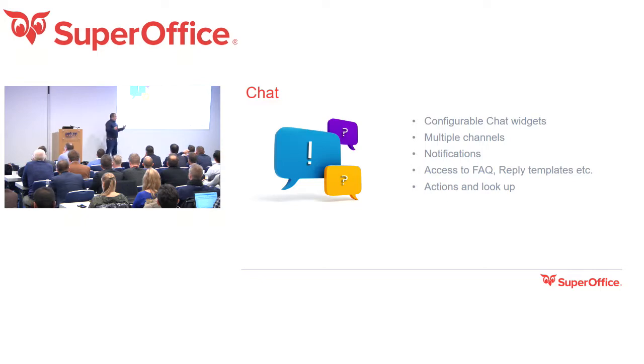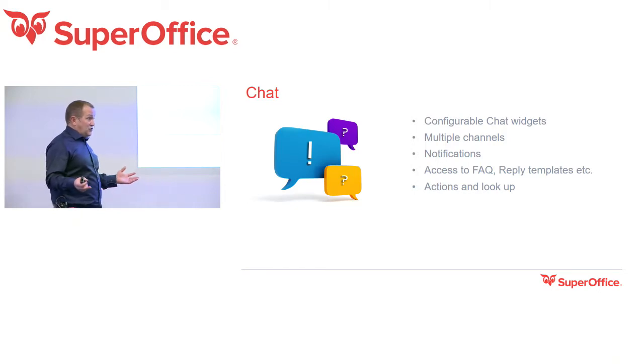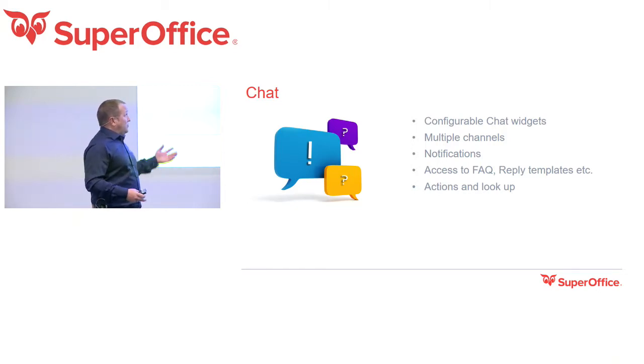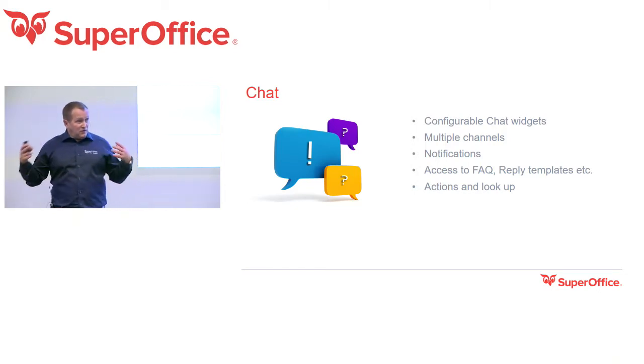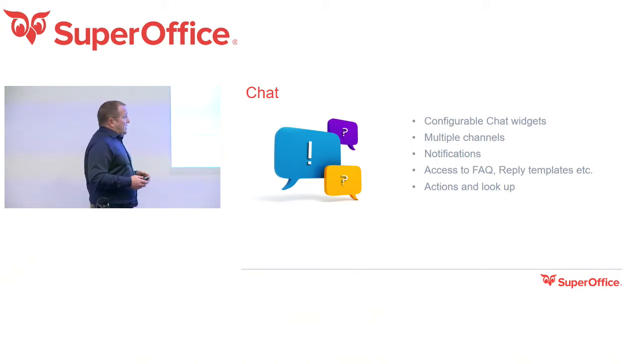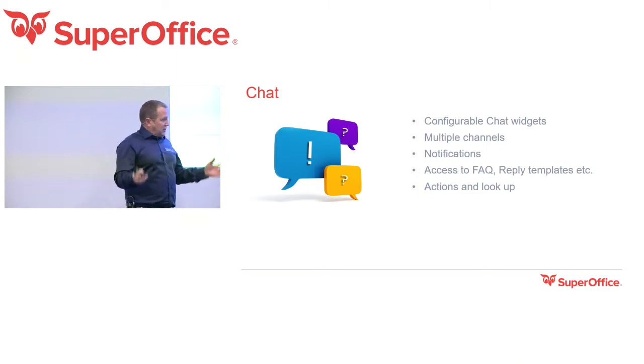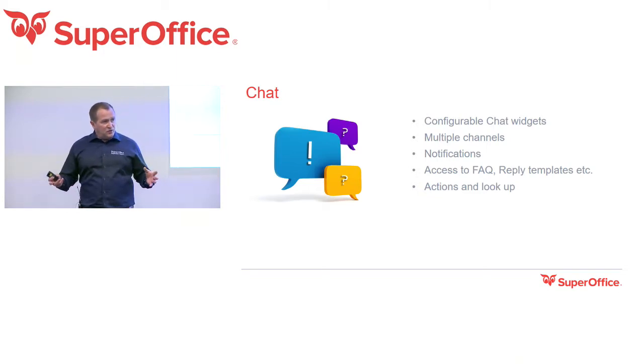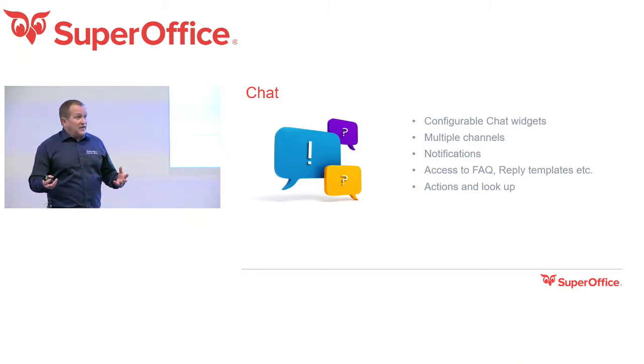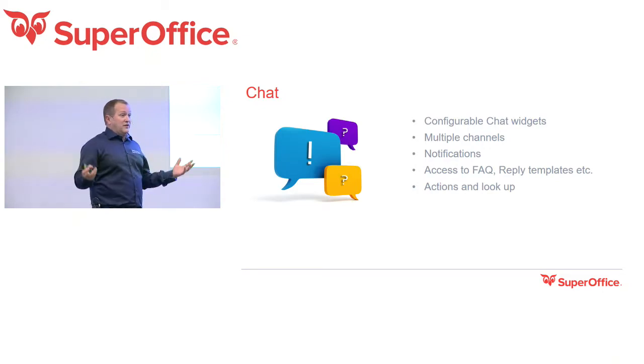We'll of course have notifications. As an agent, you will have access to the same things you have in service today, like FAQs, reply templates, all of these things very easily, attachments and so on. And since we are inside SuperOffice and are chatting with someone, if we know who that is, then we can do lots of integrated feature sets. Let me show you an example.